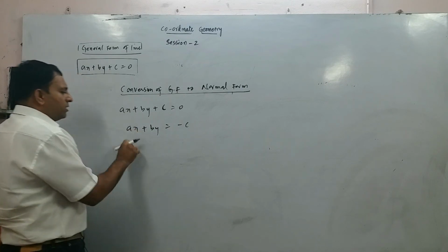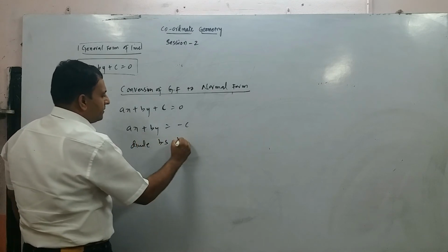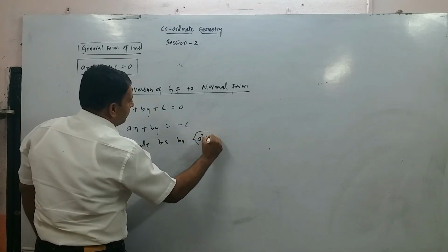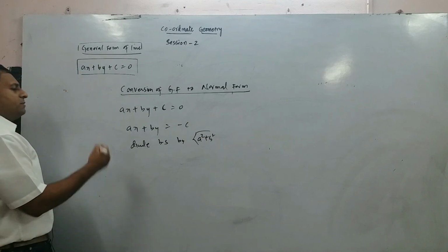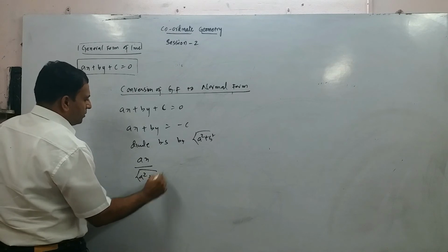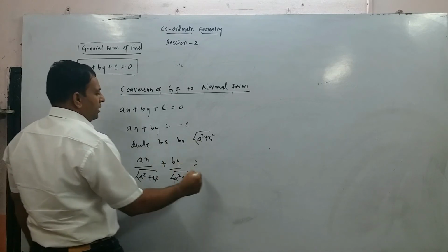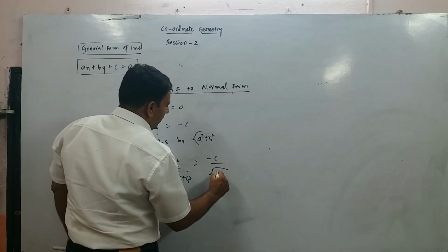But now instead of dividing by c, I will say divide both sides by under root of a square plus b square. So it is ax by under root of a square plus b square plus by by under root of a square plus b square is equal to minus c by under root of a square plus b square.